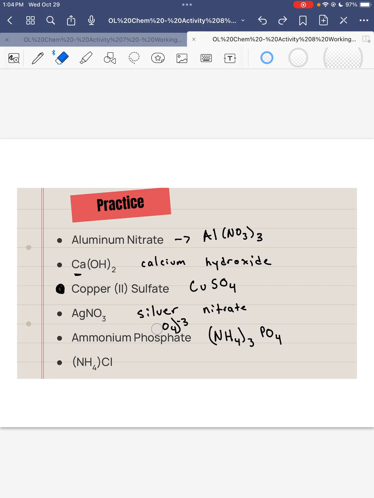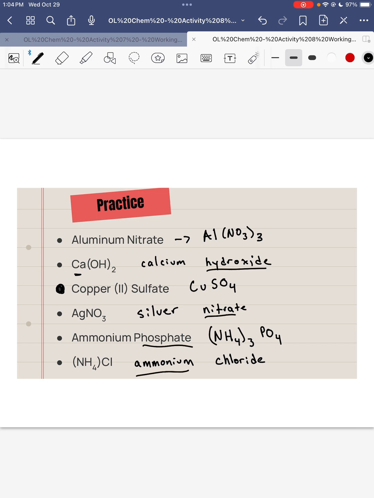Lastly, we have one more. We have NH4Cl. My polyatomic is NH4, so I'm going to find it. NH4 is ammonium, and it's bonded to chlorine, so I'm going to call this ammonium chloride. You'll notice I do change the ending of chlorine because it's not a polyatomic. The only things that stay the same are our polyatomics. Like we didn't change the name of nitrate, hydroxide, sulfate, nitrate, phosphate, or ammonium. We kept those the same.